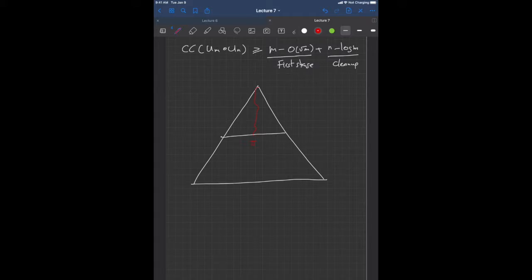So today we'll complete the slow bond that we've been seeing for the last two lectures. Just to recap, the way we were doing the slow bond was in three stages. There's the first stage, which is the first m minus order square root m bits of communication, and then the second stage, which is the remainder of the communication, and then in the middle we do some kind of cleanup. Okay, so today we'll do the cleanup and the second stage.